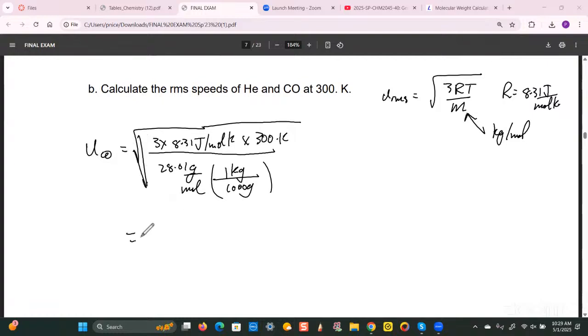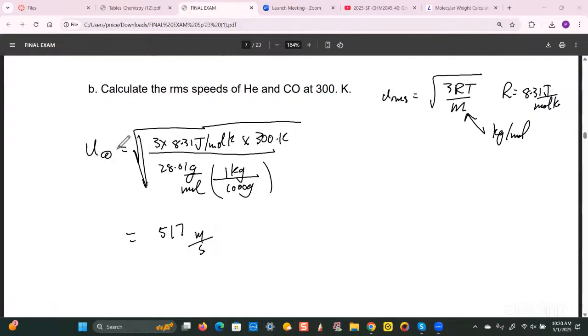So let's do the number crunching. 3 times 8.31, sorry, times 300, divided by 28.01 divided by 1,000. And then I find the square root of all of that. According to my calculations, and please correct me if I'm wrong, when I rounded out to 3 sig figs, the answer is 517 meters per second. And that's how you do that.